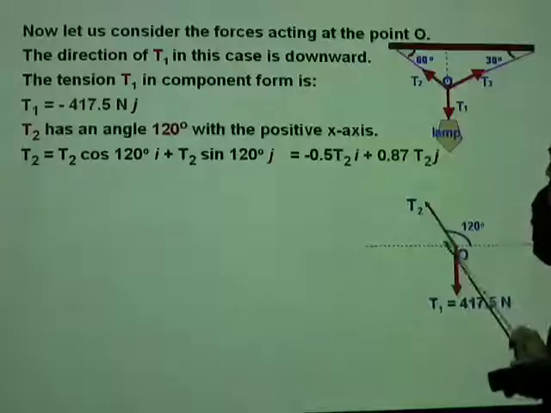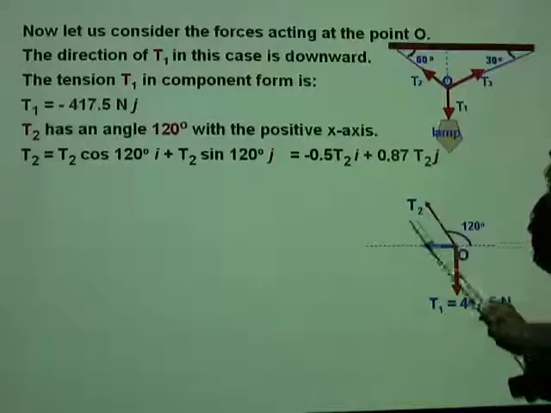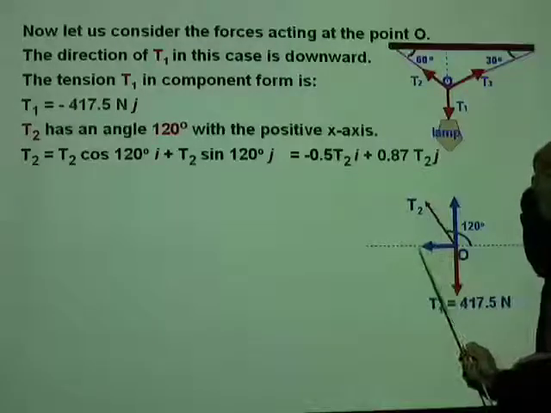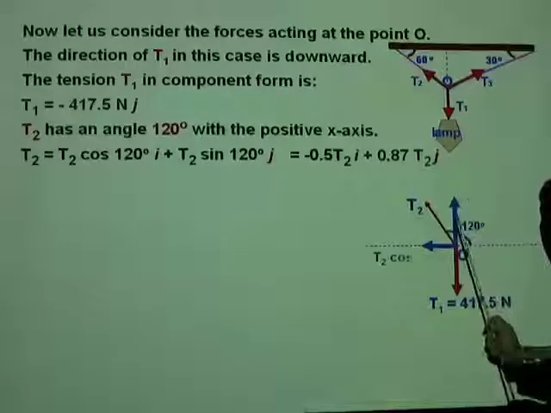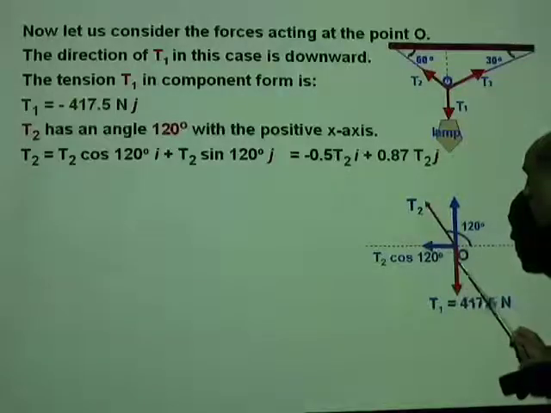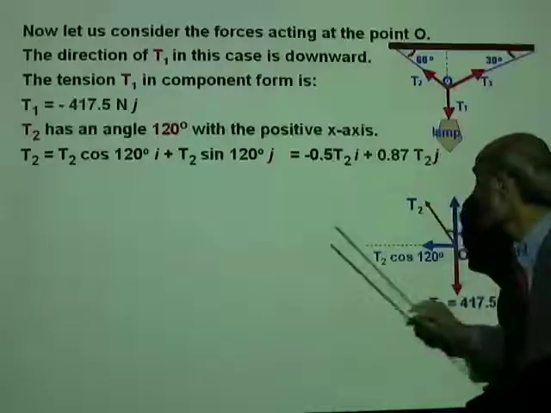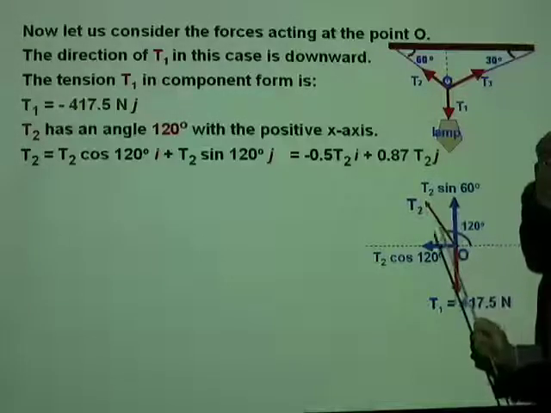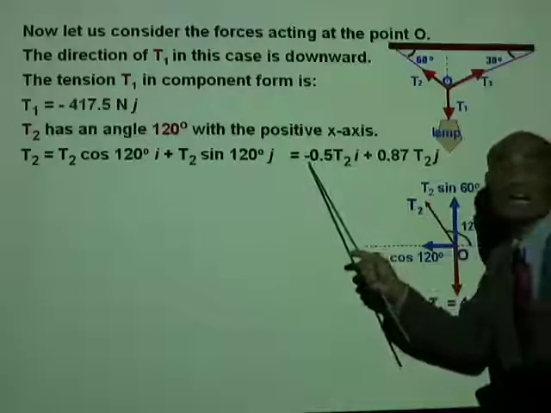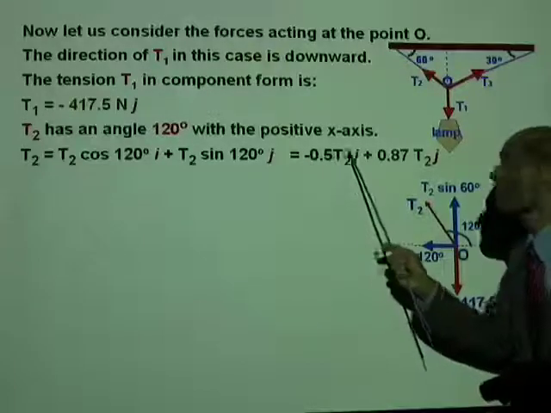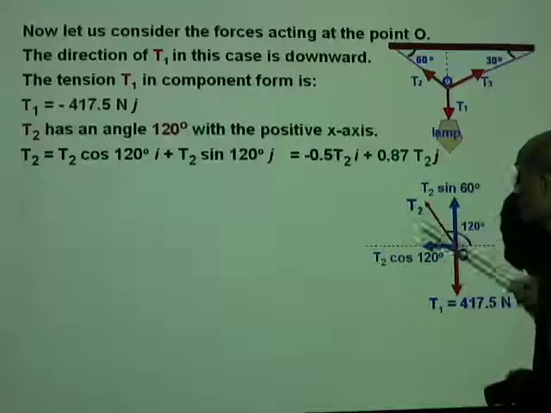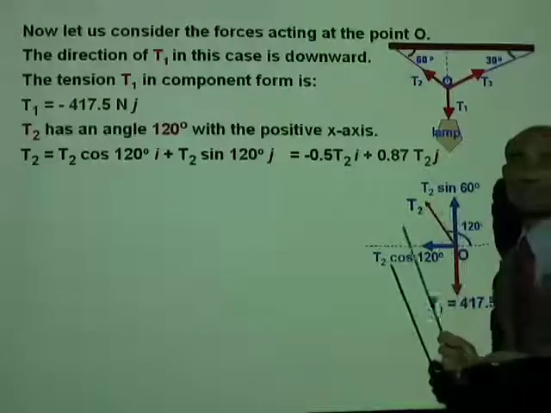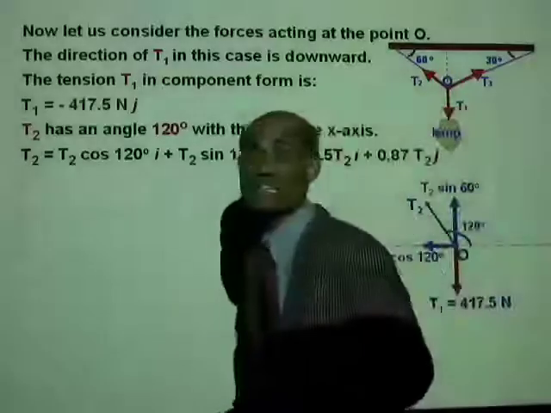That is T2. Now, the x component is negative. This is the x component. Look at that, it is negative. And this is the y component. So T2 cos 120 degrees is the x component, and T2 sine 120 degrees is the y component, which has this value. Negative 0.5 T2, that is this vector, plus 0.87 T2, that is this vector. Alright, we finished with T2.